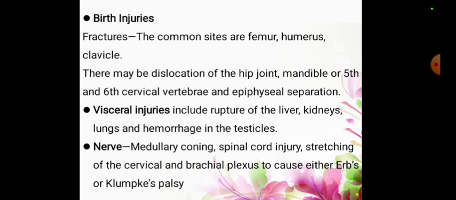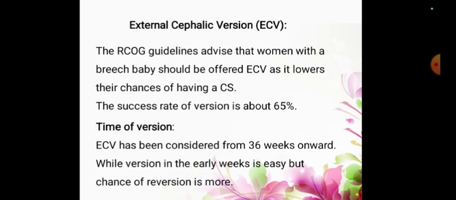Make sure during breech delivery there is no compression or traction on the abdomen, only at a bony part, to avoid visceral injuries. Nerve injuries include medullary coning, spinal cord injury, and stretching of the cervical and brachial plexus, causing Erb's palsy and Klumpke's palsy. To avoid this intravaginal complication and perinatal mortality, there is an option of external cephalic version.